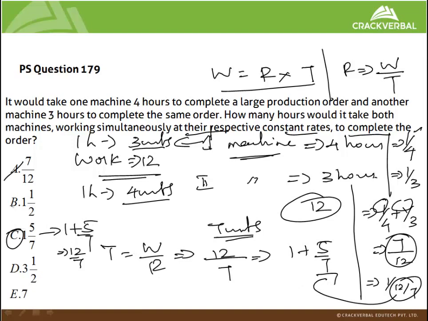So the answer has to be C. Eliminate all the other answer choices. In fact, answer choices E and D you can straight away eliminate, because A and B among themselves complete in 4 hours and 3 hours. If both are working together, they will complete in less than the time they are individually taking. So 3.5 and 7 are definitely not possible. So the answer has to be C, 1 5 by 7. Hope this is clear. Thank you.